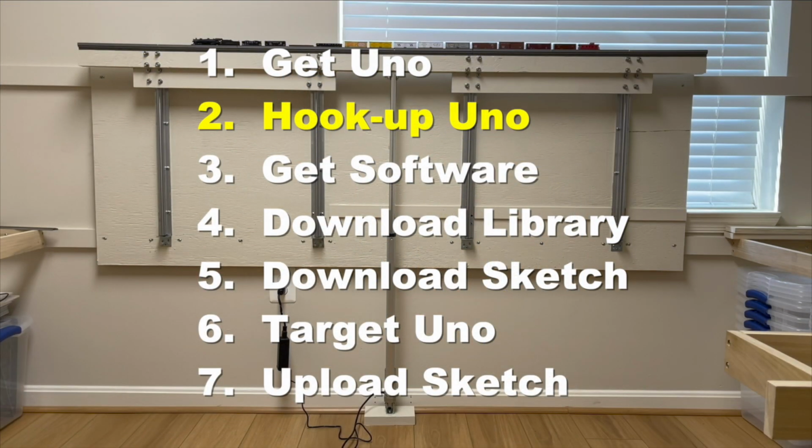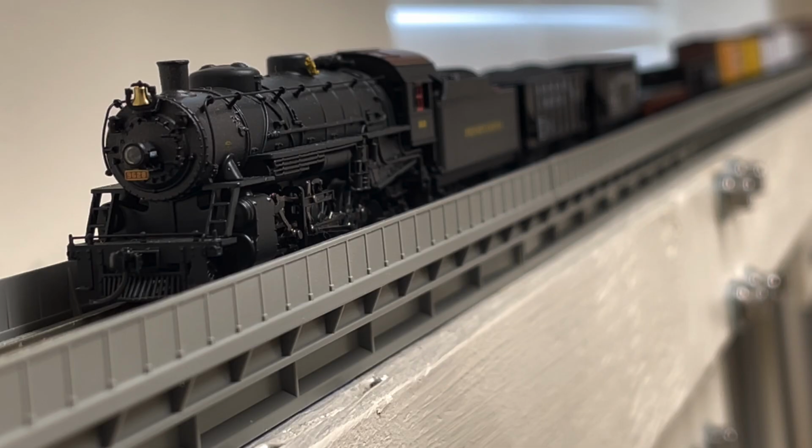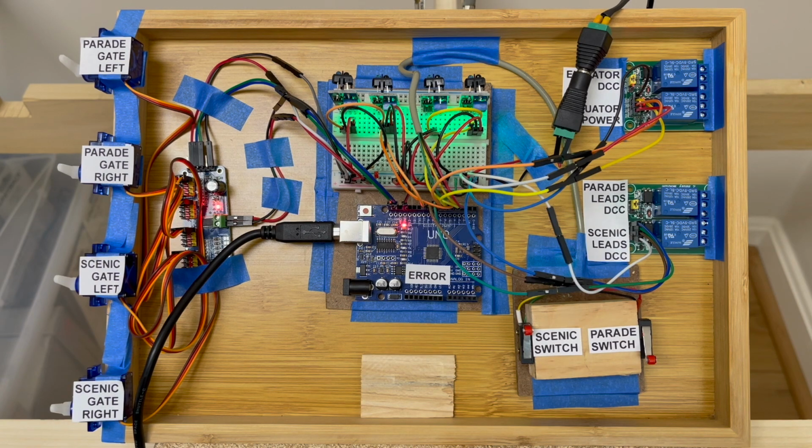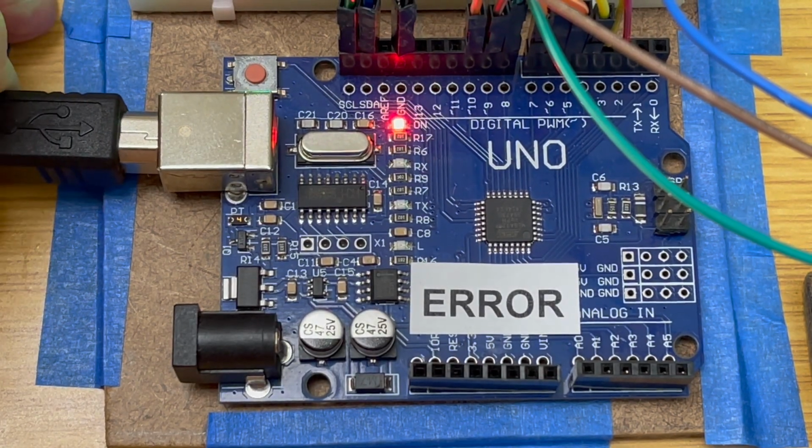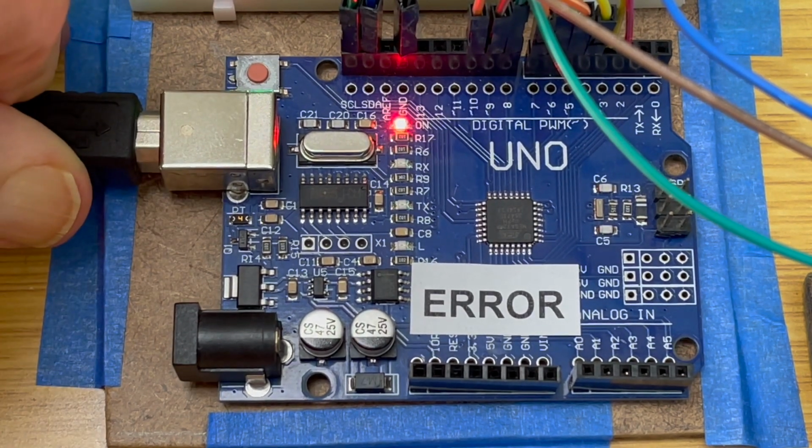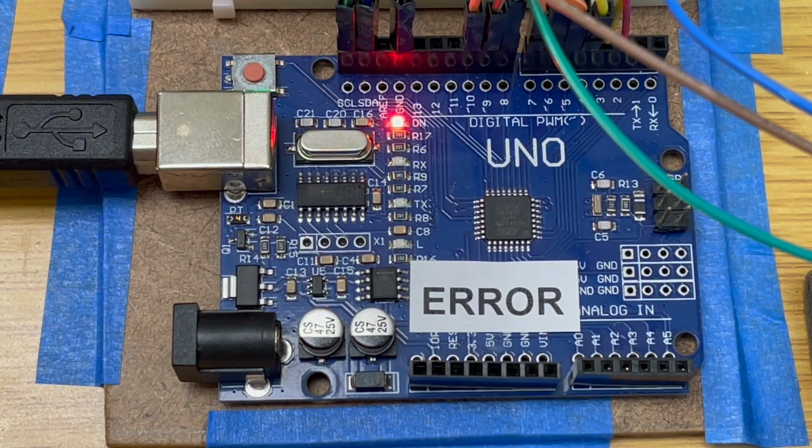Step 2. Unos are designed to work with other devices, in this case the train elevator control system prototype. Connect the Uno to your personal computer's serial USB port. The Uno's onboard power light tells you when it's getting power.